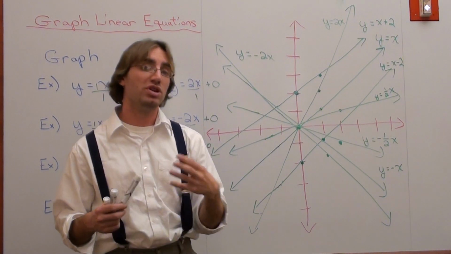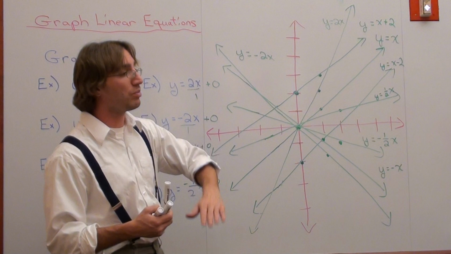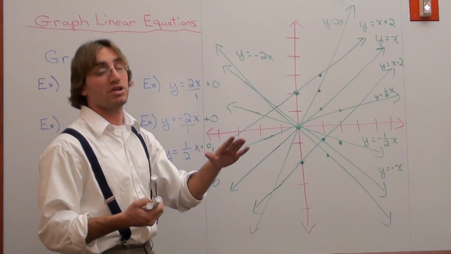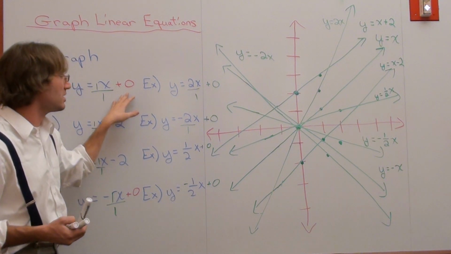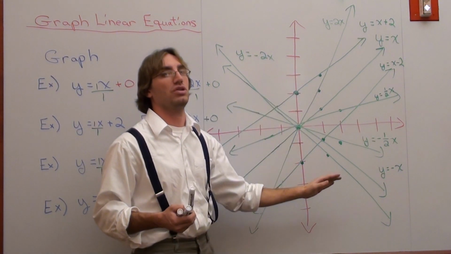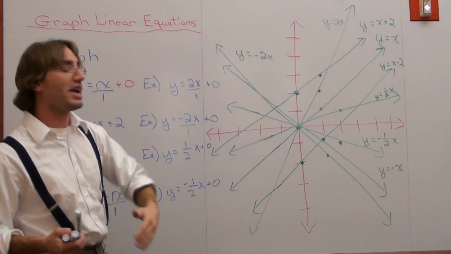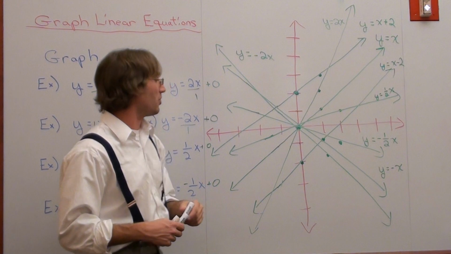So that's what happens. When you put a number in front of the x, depending if it's bigger or smaller, a smaller number will rise slower, bigger number will rise faster. If you put a number after the x, if it's positive, the graph will start higher. If it's negative, it will start lower. If the slope is negative, it will go downwards. And if the slope is positive, it will go upwards.